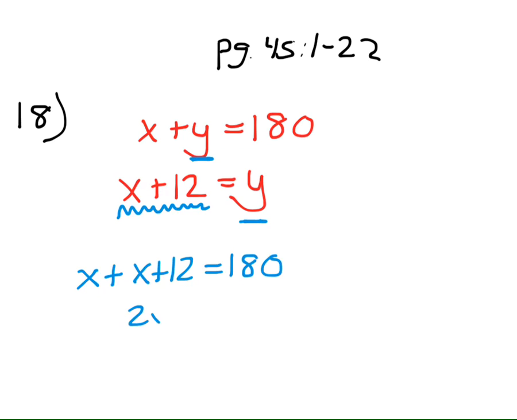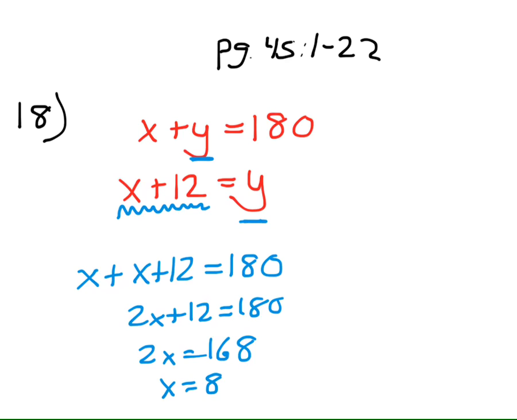1x plus 1x is 2x. Subtract 12 from both sides. 2x equals 168. Divide both sides by 2. And one of the angles is 84. Okay. That's what it would look like algebraically. You may have been able to get that by guessing and checking too, though.